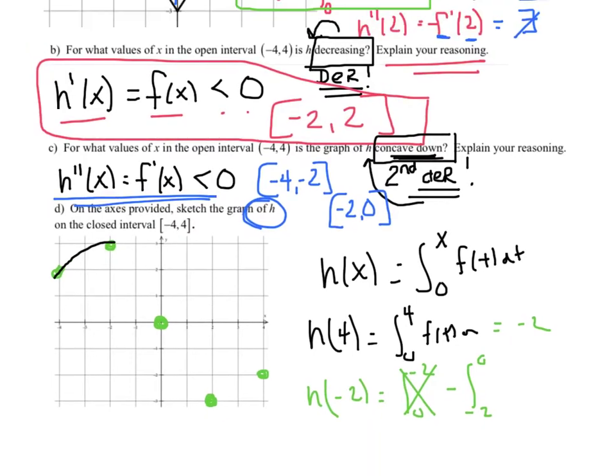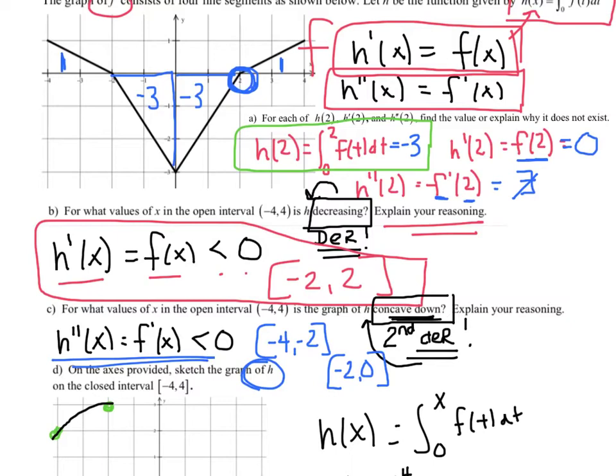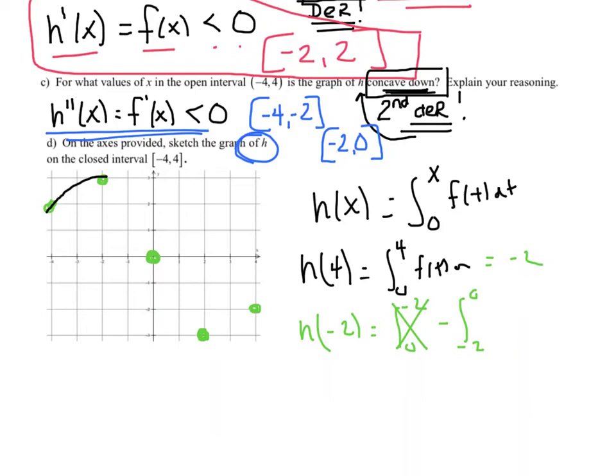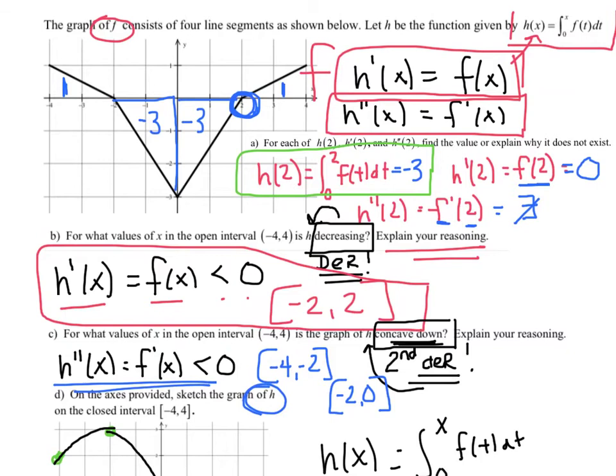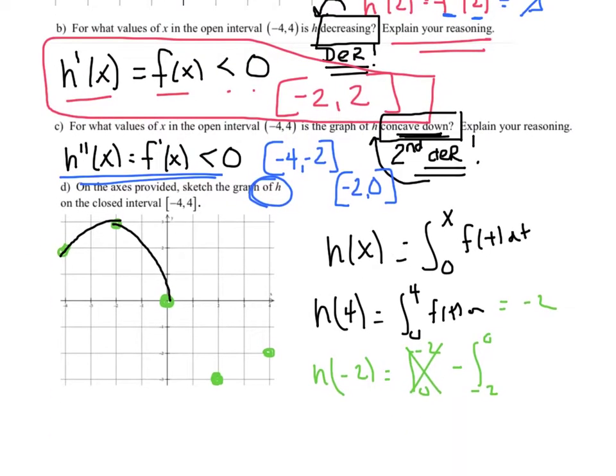From -2 to 0, again, the slope of f is negative, which tells me I'm still concave down. From 0 to 2, the slope is positive, so we're concave up. And again, from 2 to 4, the slope is positive, so we're concave up. Okay, so now let's make it look up, and let's continue to make it look up. So I know h has to look like this.